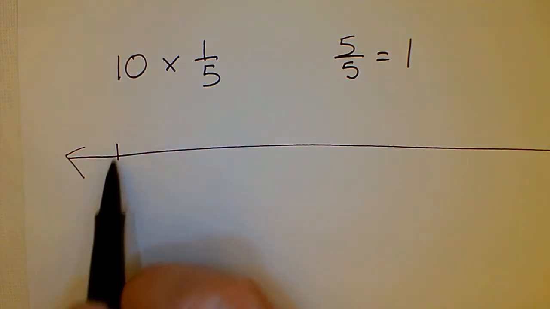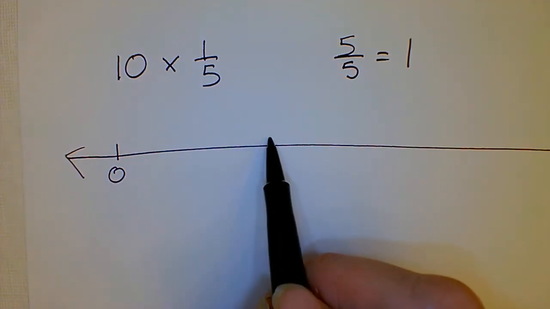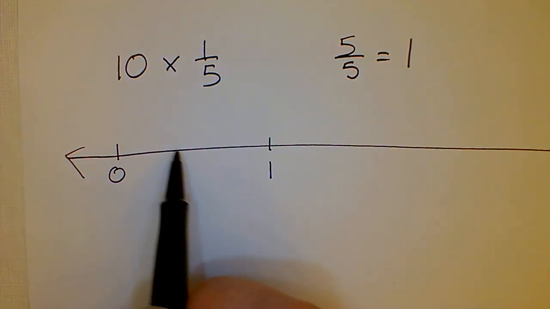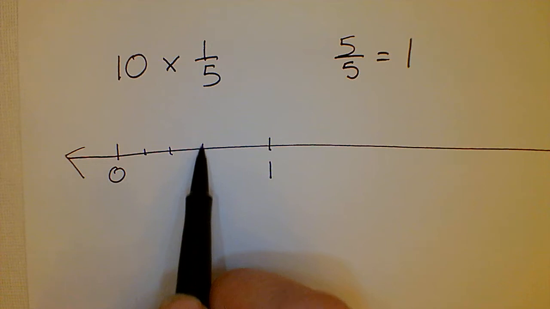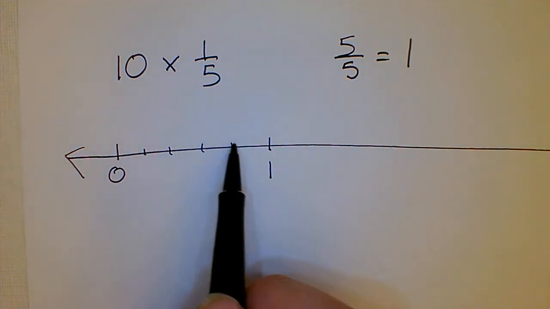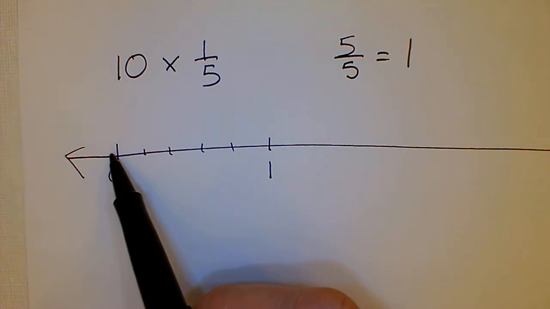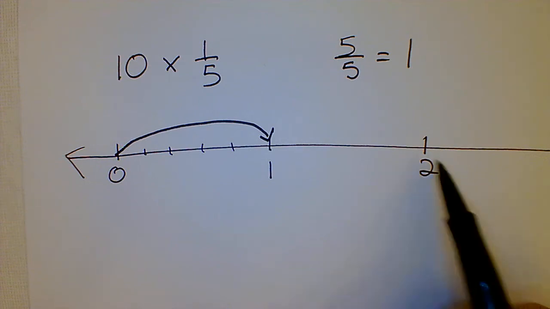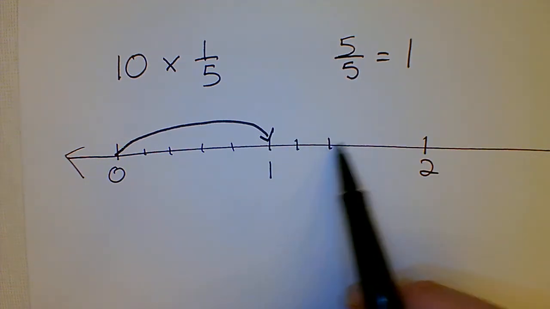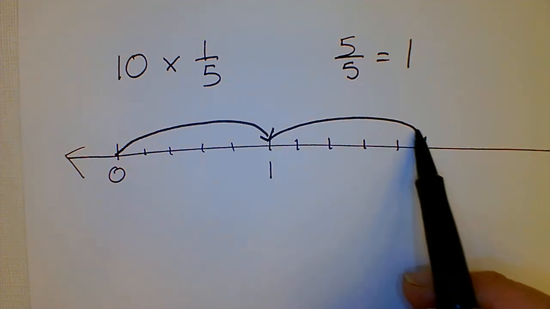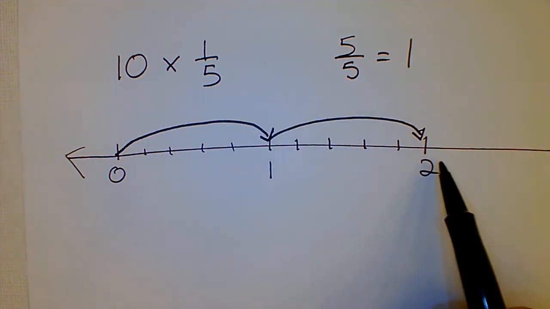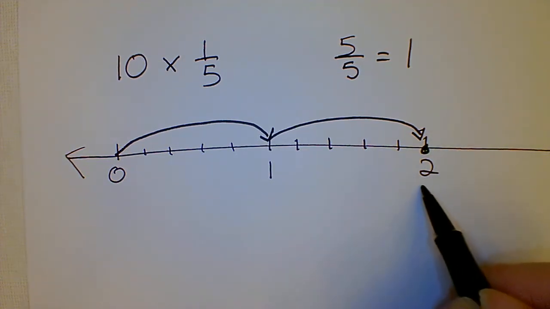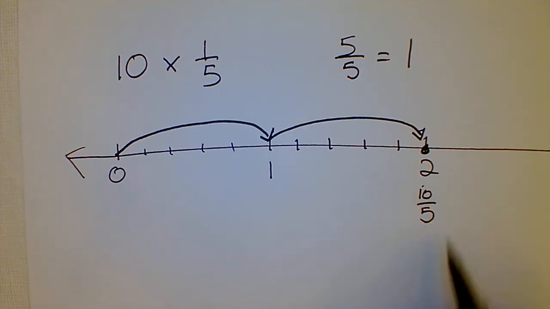So let me model that. So I'm going to have a 0, and then I'm going to have my 1, and how many fifths make 1? Well, we already said 5 fifths make 1. So what I need to do is model those in there. So I have 1, 2, 3, 4, 5, but I don't want to model that. I want to say, well, look, I'm jumping 5 fifths gets me to the 1. And how many would get me to the 2? Well, I need another 5 fifths. Now I've done 5 fifths plus another 5 fifths, so I've done 10 fifths. So another way of thinking of 2 is that this would also be 10 fifths.